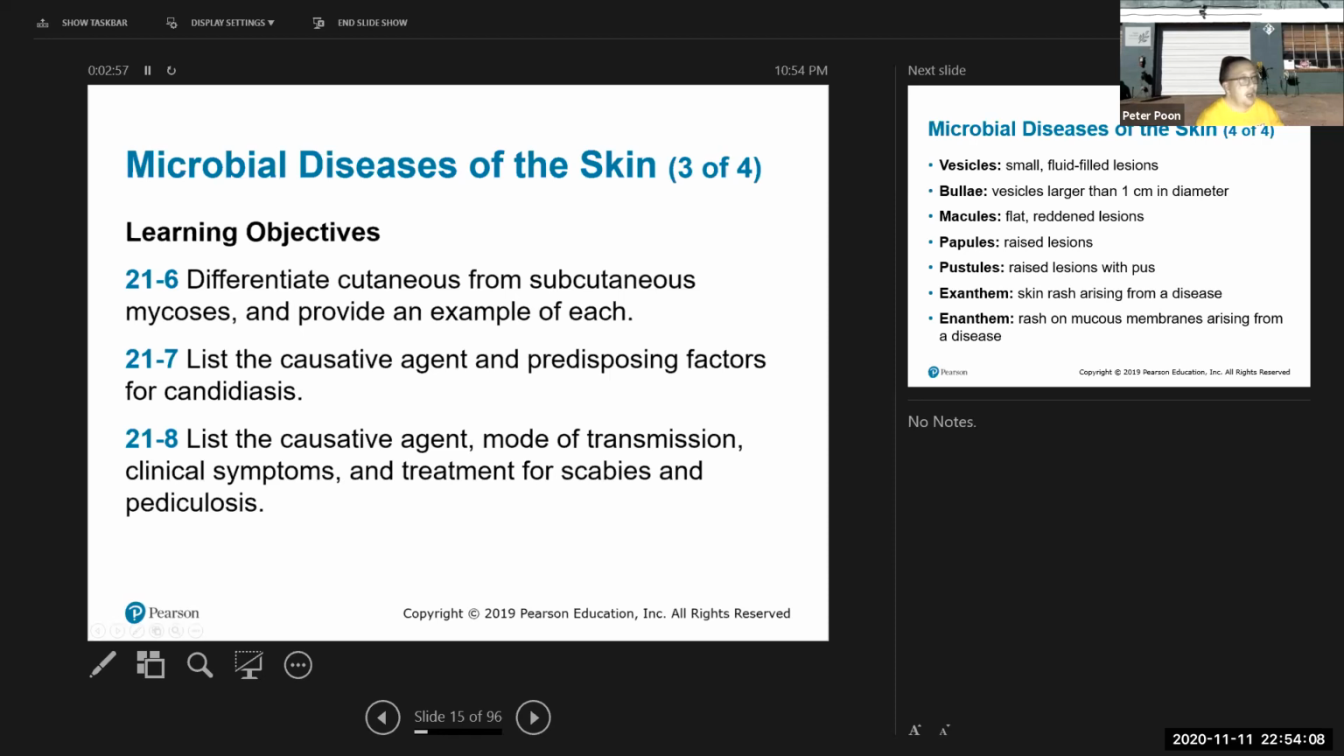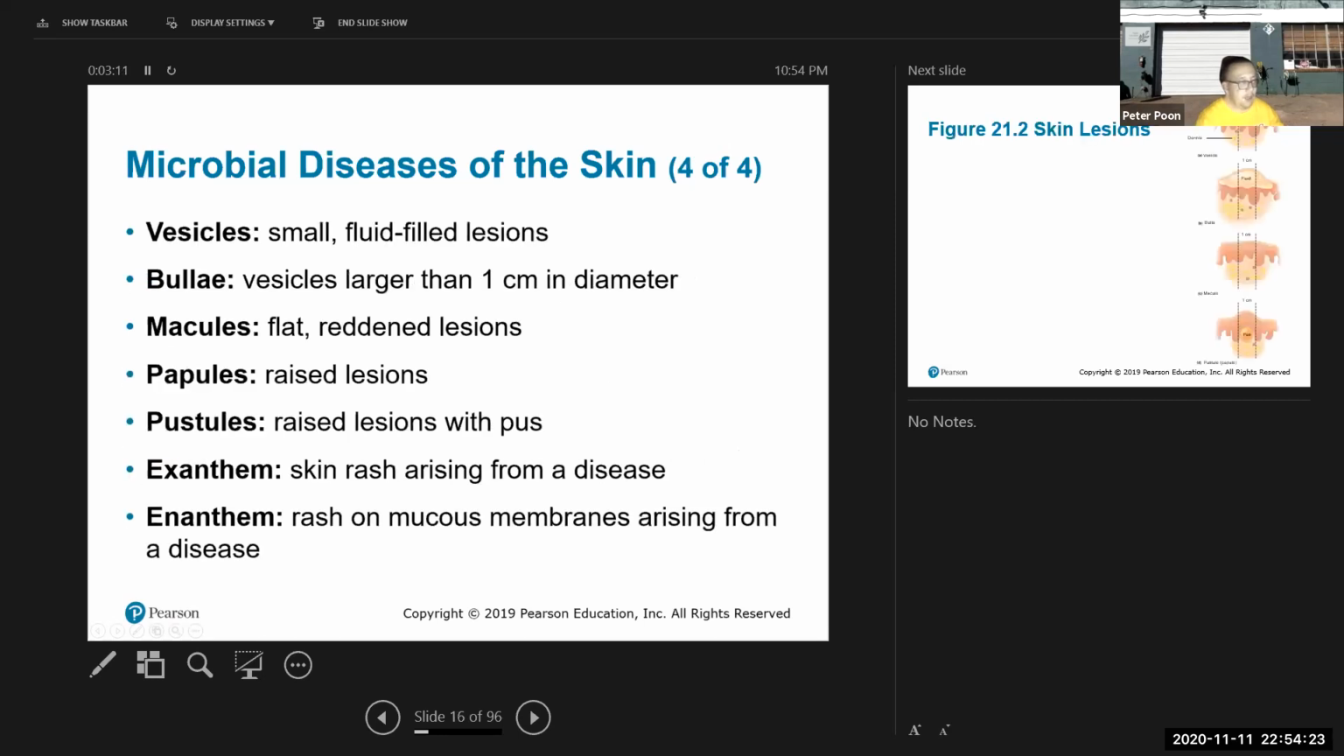So the rest of them. Differentiate cutaneous from subcutaneous mycosis. This is a causative agent of candidiasis. Scabies, and for that, this one you don't have to know. So for microbial diseases, these are definitions that you should know.